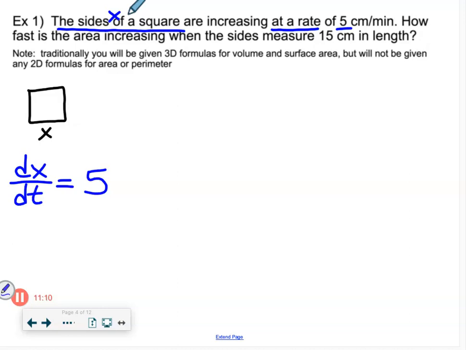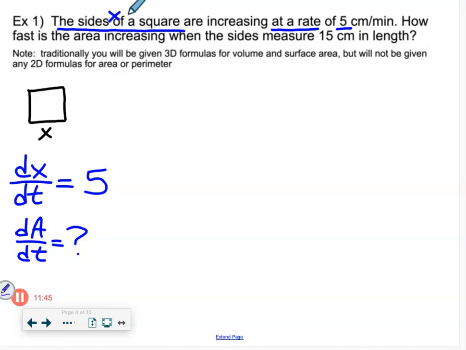How fast is the area increasing? What are we trying to find? Okay, if you want to call area Y, I like to call area A. I personally like to use Y for other dimensions, but you can call it Y. I'm going to call it A for area. So how fast is the area changing? So dA/dt equals question mark.